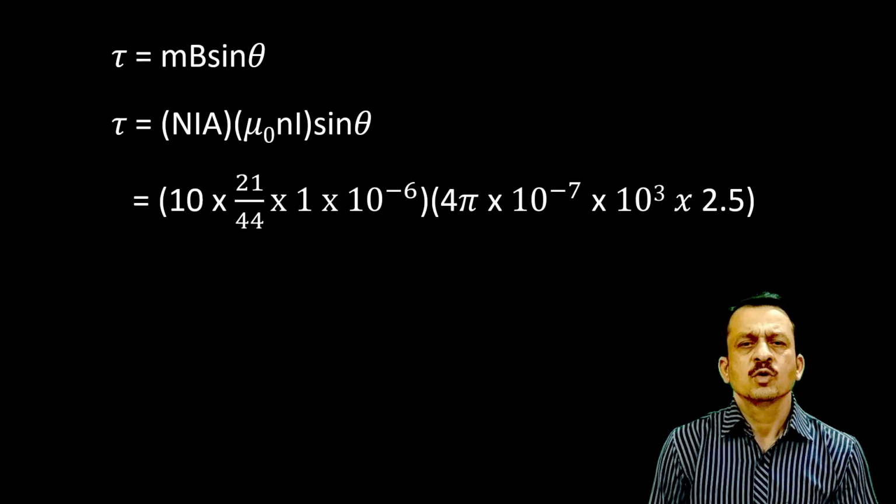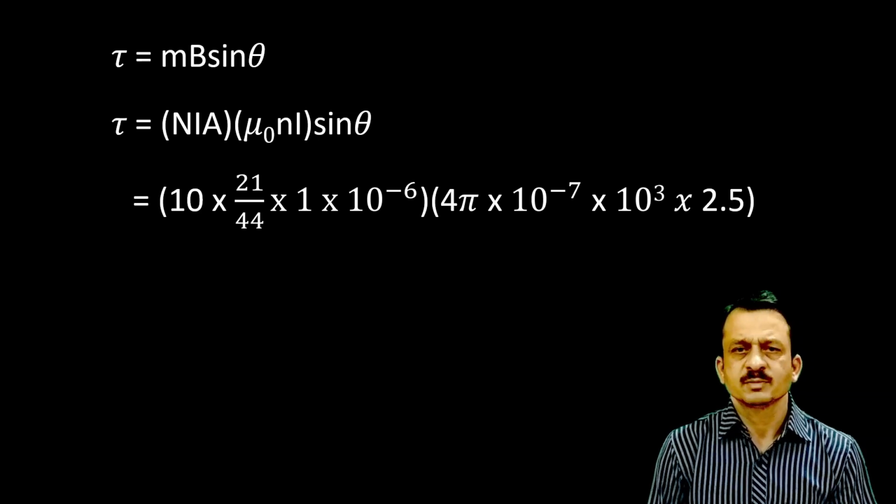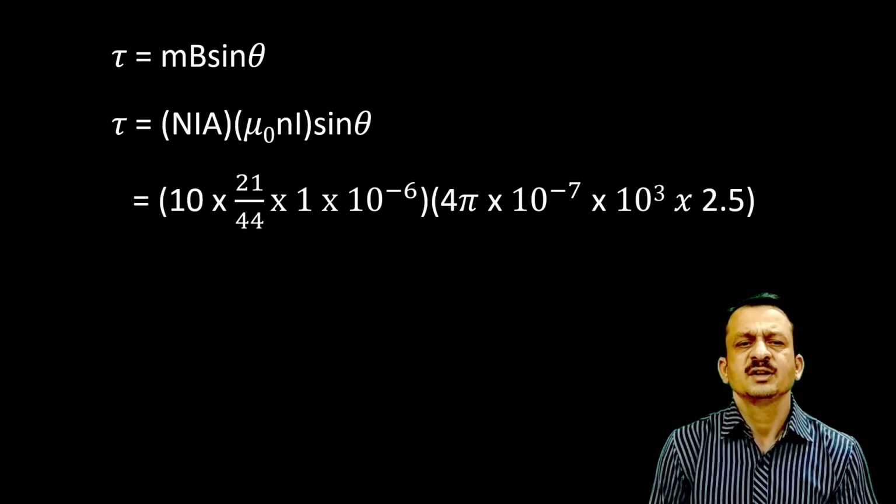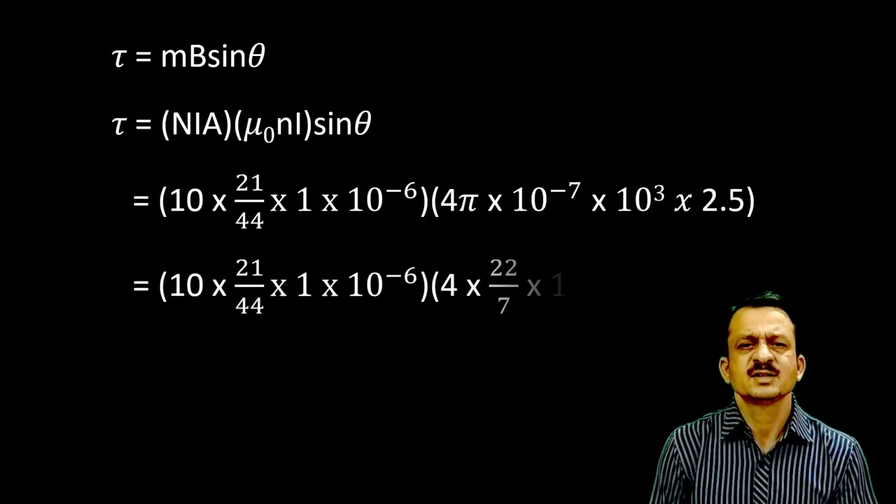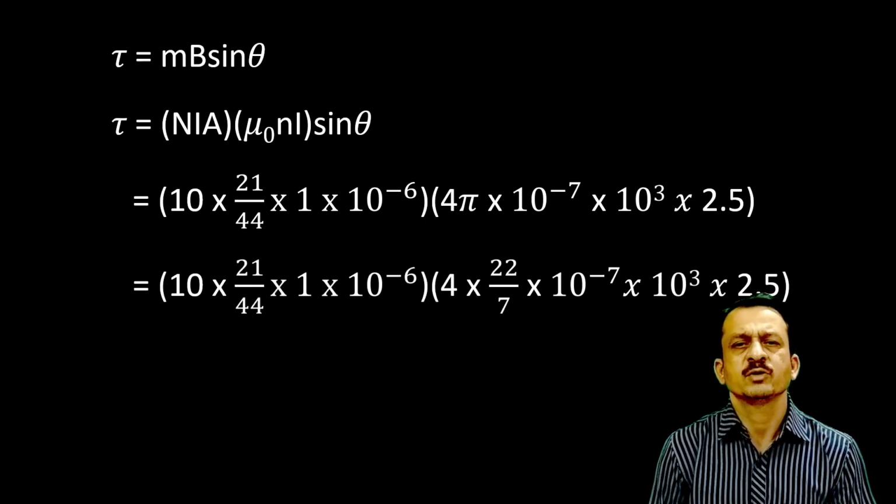And 4 pi times 10 to the power of minus 7 is mu naught, the number of turns is given as 10 to the power of 3, and the current flowing in this solenoid is 2.5. Now just replace pi by 22 divided by 7, that is easy for the calculation.